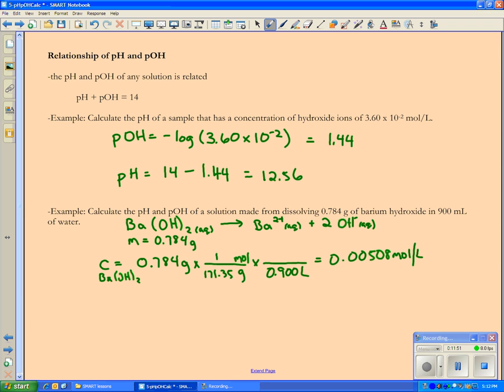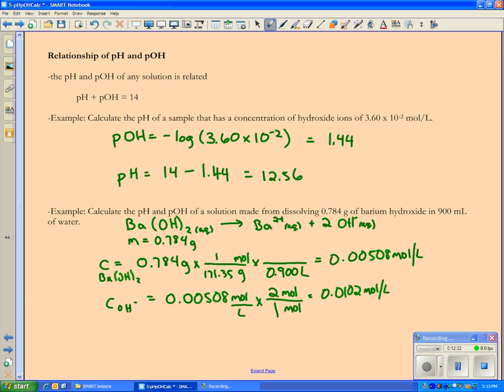Remember, that's the original compound, barium hydroxide, but it's not necessarily the concentration of the hydroxide ions. If you look back at the dissociation, you'll notice that we get two hydroxide ions for every one of the original compound we started with. So the concentration of the hydroxide ions, therefore, is going to be twice as much. So 0.00508 moles per liter times 2 moles of hydroxide ion for every 1 mole of the original compound. So the concentration of hydroxide is 0.0102 moles per liter.